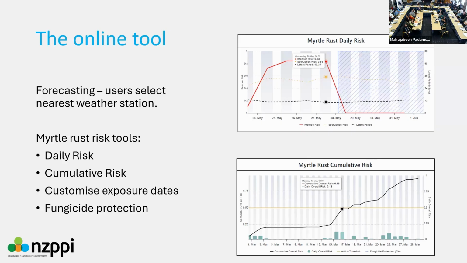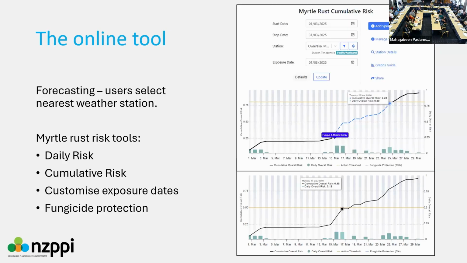I'm not going to spend too much time on the model, but there are lots of customization features in it as well. Dates and times that you can look at, and you can check out other weather stations as well. You can also change the exposure date if you're, for example, bringing young plants out of a protected environment from propagation out into the wider nursery. And you can add your fungicide spray program, and it'll add an indication of what your protection could be, and add all of that into it as well.